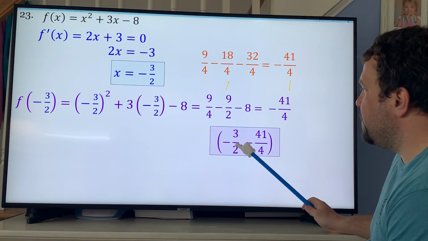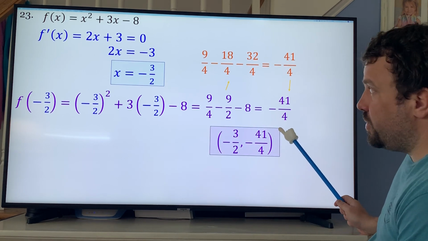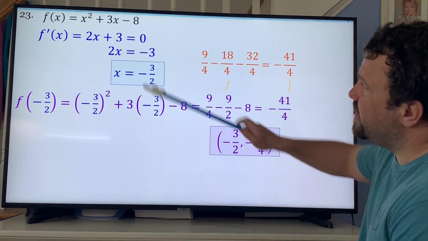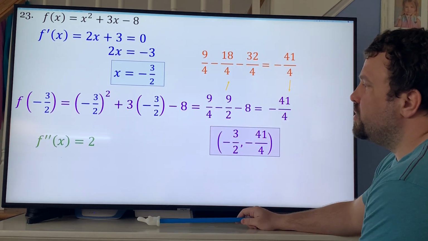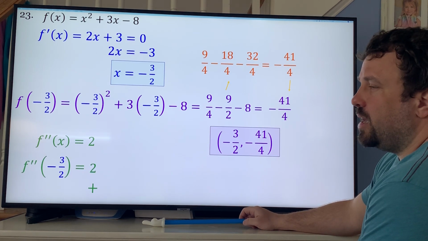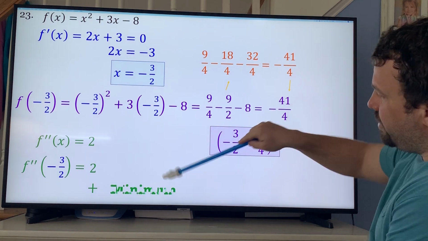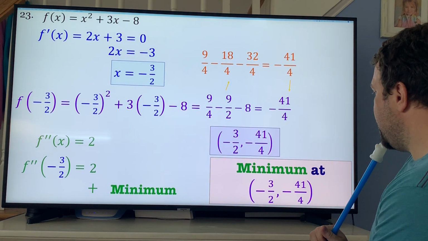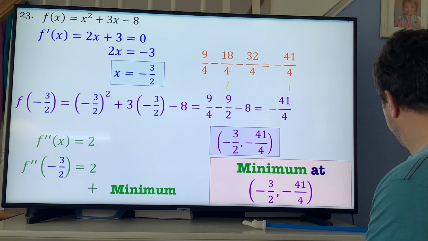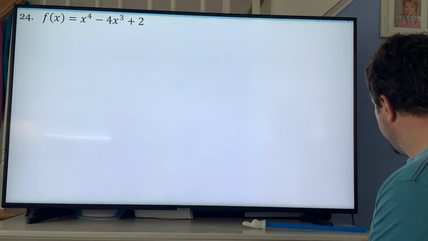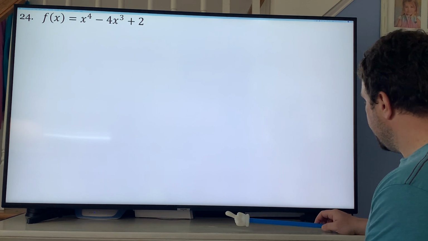If you want to leave this negative 1.5, negative 10.25, you can do that as well. It doesn't matter. Take your second derivative of this. Second derivative of this is 2. 2 happens to be a positive number. That means it's concave up. And since it's concave up, you're dealing with a minimum. So you have a minimum point at negative 3 halves, negative 41 over 4. All right? We got about 5 minutes left, probably. All right, so why don't you guys derive problem number 24?